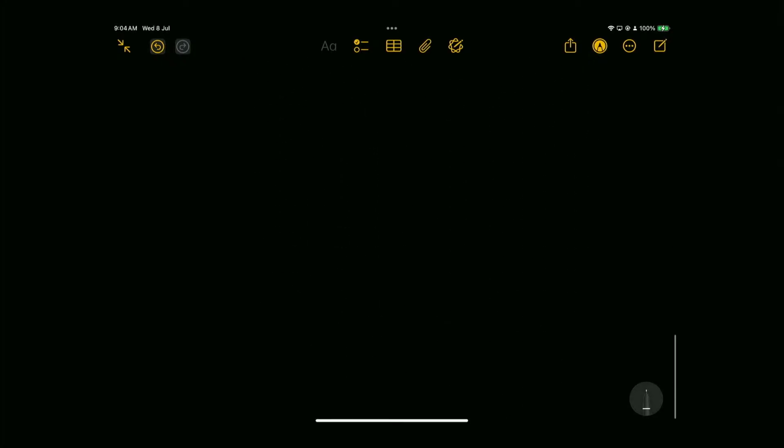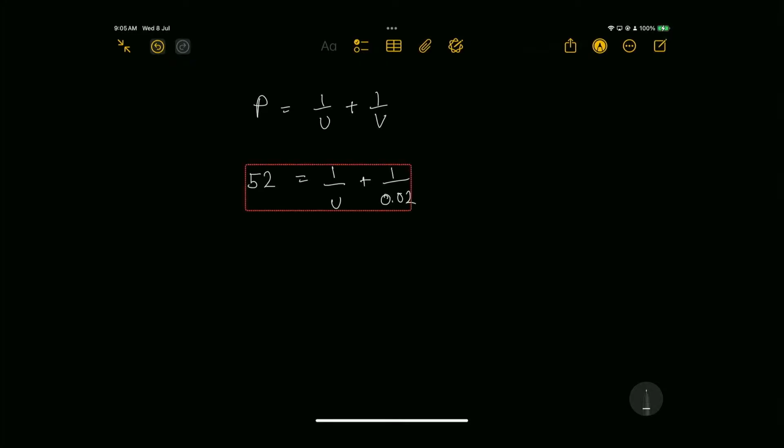So let me just write it back. The equation is P is equal to 1 over U plus 1 over V. Now, the value of P we got was 52. Then we have to find 1 over U, and then we add 1 over V. Now the value of V itself is 0.02. But V is in the denominator of the fraction, so we write 0.02 on the bottom of the fraction. Now we saw that 1 over 0.02 is equal to 50.